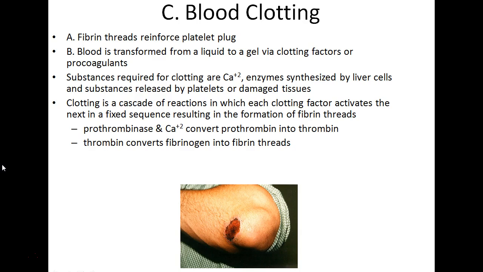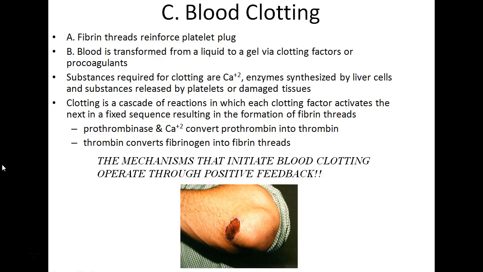Substances required for clotting include calcium and also enzymes synthesized by liver cells and substances released by platelets or damaged tissues. So the idea is that when this clotting is occurring, there are chemical messages sent out in that process. So we're going to go more in depth into that releasing of chemicals, this clotting, this sort of cascade of reactions in which each clotting factor activates the next one in a sort of fixed sequence. The end result is that we are going to be forming the fibrin threads that allow the bleeding to stop. So let's look more in depth into this idea.